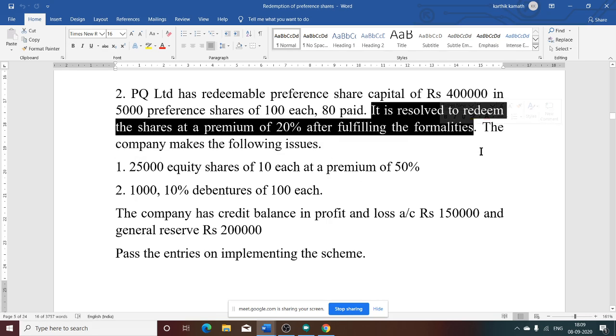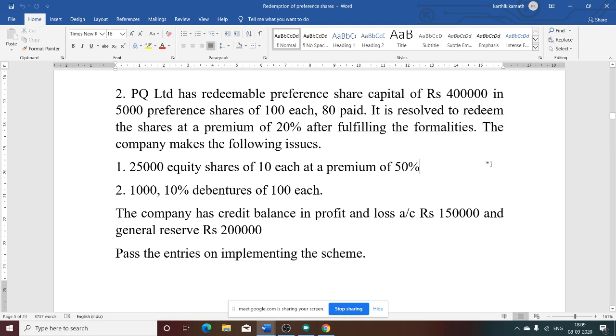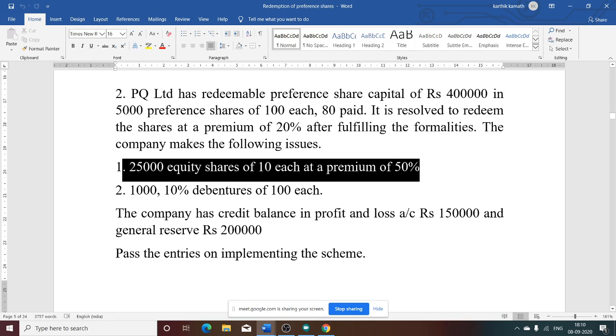Shares are redeemed at a premium, that is, more than the issue price, of 20% after fulfilling the formalities. The company makes the following issues. So now the company makes various fresh issues for the purpose of redemption. First one, 25,000 equity shares of 10 each at a premium of 50%. What is this? This is nothing but a fresh issue of equity shares, and a premium of 50% is given.